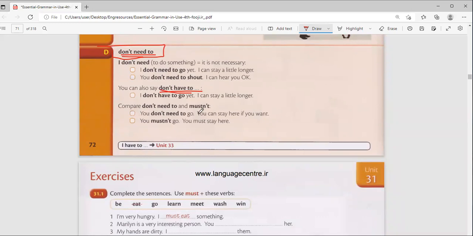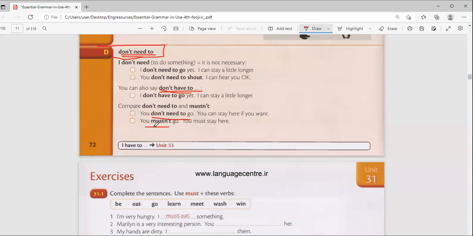Compare don't need to and mustn't. You don't need to go. You can stay here if you want. You see, when I say you don't need to go, it means you don't have to go. But if you want to go, there is no problem. But if somebody says you mustn't go, you must stay here. That means if you go, it's a problem. It's wrong.